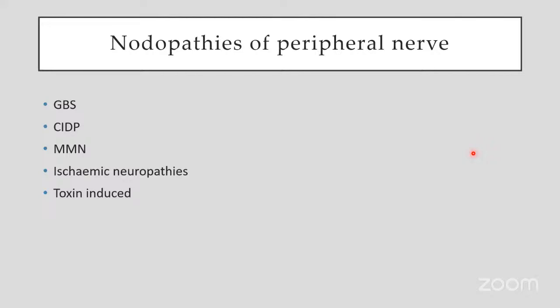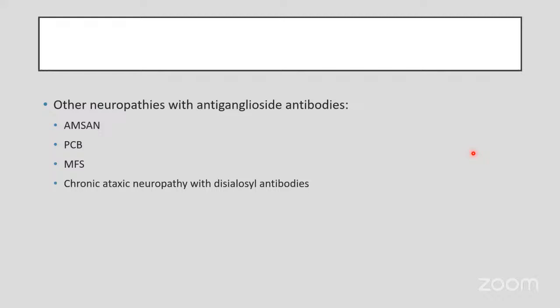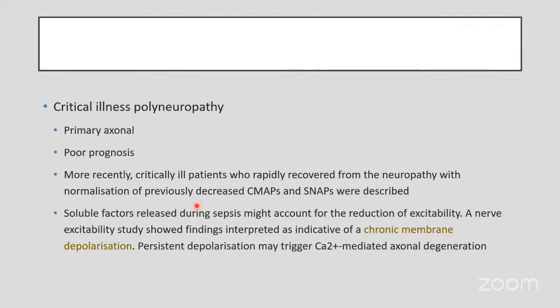Now, classical examples of nodopathies of peripheral nerve are GBS, CIDP, multifocal motor neuropathies, ischemic neuropathies, and toxin-induced neuropathies. Other neuropathies which are associated with anti-ganglioside antibodies are AMSAN, PCB, MFS, and chronic ataxic neuropathy with disialosyl antibodies. Critical illness neuropathy is primarily axonal with a poor prognosis. More recently, critically ill patients who rapidly recovered from neuropathy with normalization of previously decreased CMAPs and SNAPs were discovered. This might be because of soluble factors released during sepsis, and this might act at the node or the paranodal region.